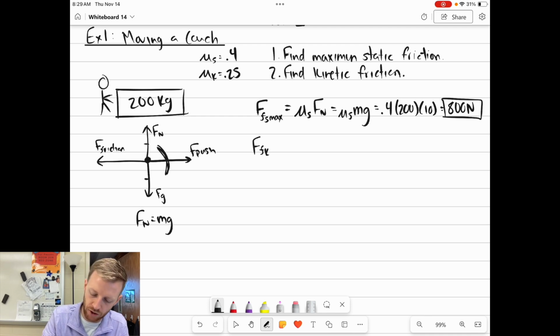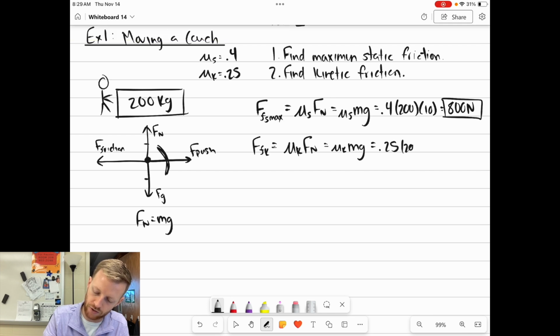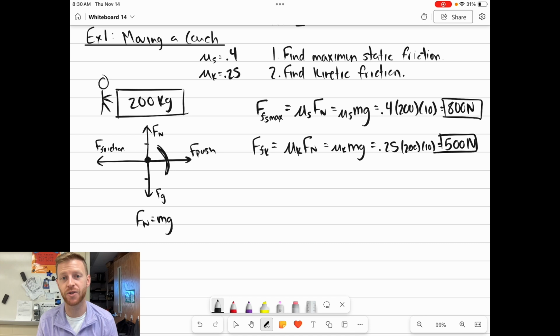But then once it starts moving, I switch to kinetic friction, which now my equation looks almost the same, except my mu is now a mu k. Mu k times mg, 0.25 times 200 times 10, is equal to 500 newtons. So once you get an object moving, it becomes easier to keep it going.